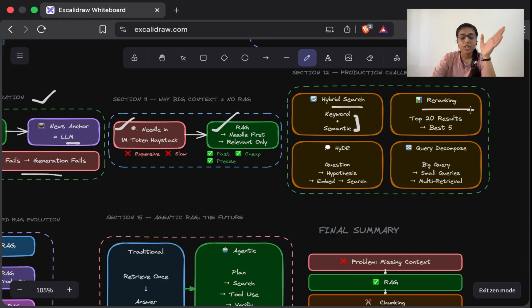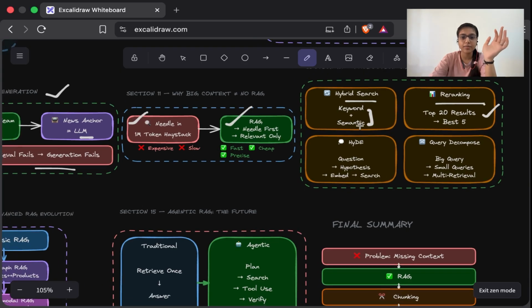Reranking. Retrieval isn't perfect. The top retrieved chunks aren't always the best ones. That's why many systems use re-rankers. The retriever might find 20 candidate documents. A re-ranker reorders them based on relevance before sending them to the LLM. This often improves the answer quality very significantly.